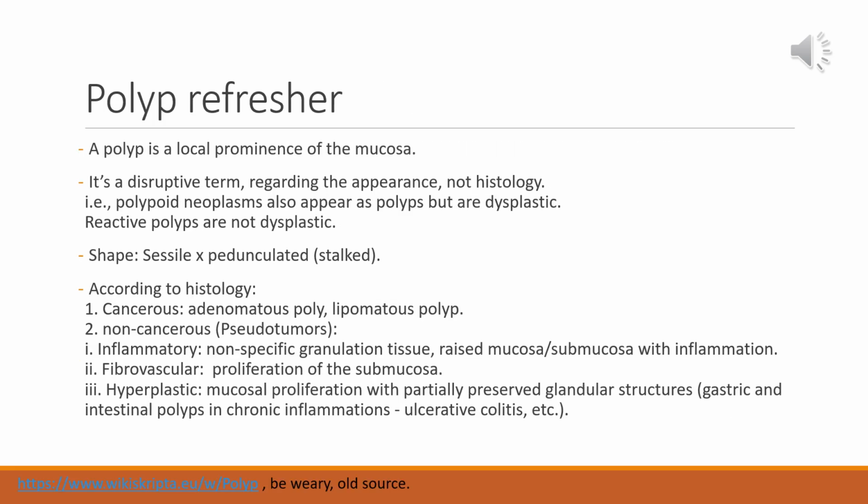What is a polyp? A polyp is a local prominence of the mucosa. It could be sessile or pedunculated. It could be a bump, or it could be a stalked prominence. But polyp is also just a descriptive term. It tells you what it looks like. It does not tell you what it is. When you say polyp, is it a benign tumor? Is it a malignant polypoid tumor? Is it just hyperplasia? Who knows?